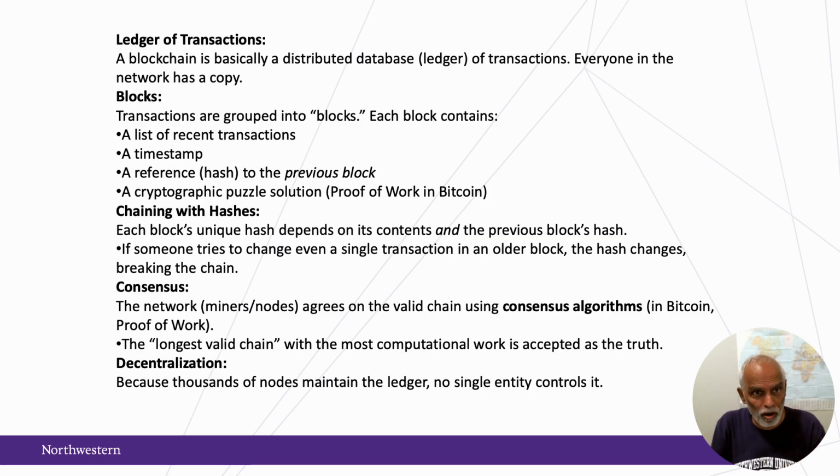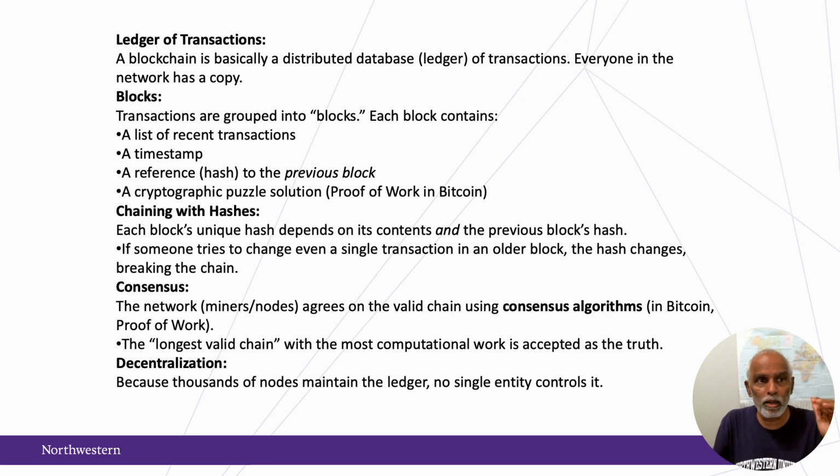Transactions are grouped into blocks. Each block contains a list of recent transactions, a timestamp, a reference to the previous block, and a cryptographic puzzle solution. Proof of work in Bitcoin is done by a cryptographic puzzle solution. So the blocks means transactions grouped into blocks. That's what the blocks is. All transactions are grouped into blocks.